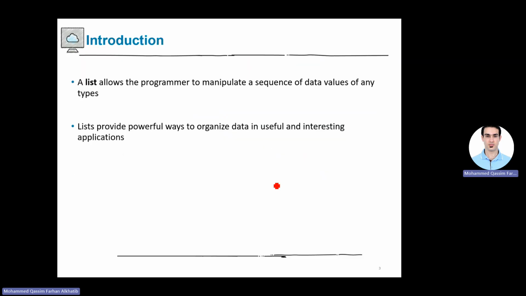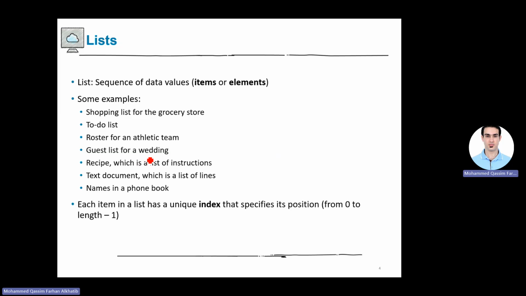So it allows the programmer to manipulate a sequence of data values of any types. That's, to me, one of the advantages of lists. It provides powerful ways to organize data in useful and interesting applications. Here are some examples of lists. The list basically is a sequence of data values. We call them items or elements. So we'll stick with elements here. Like, for example, the shopping list, to-do list, the roster of an athletic team, and so on.